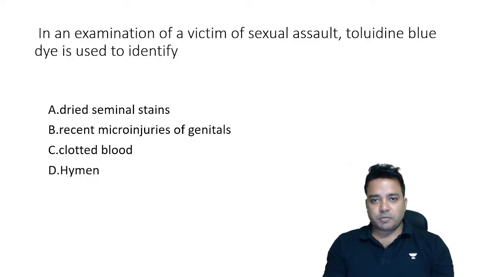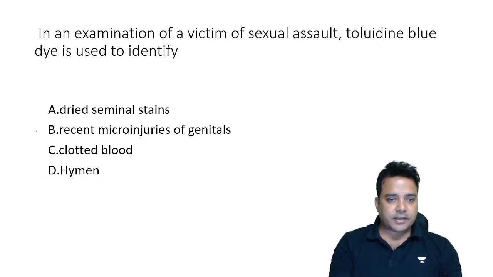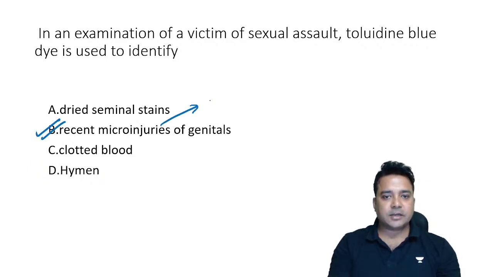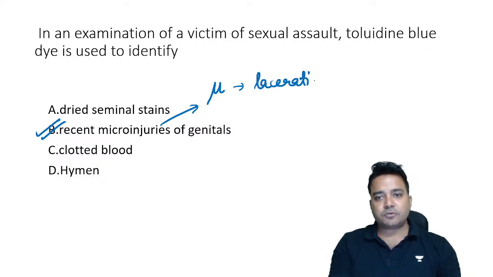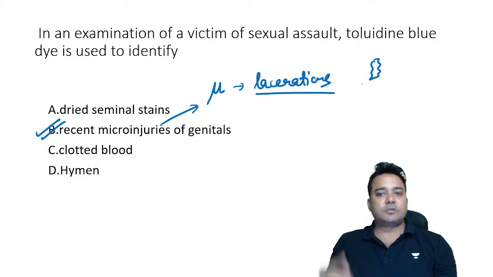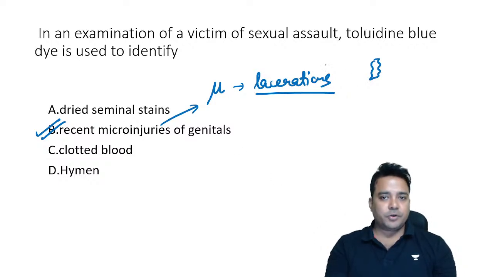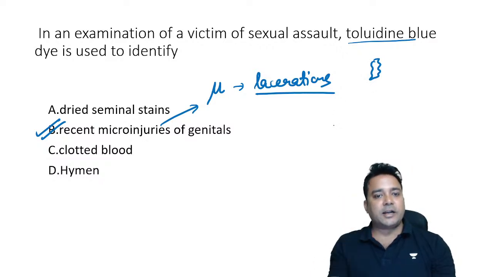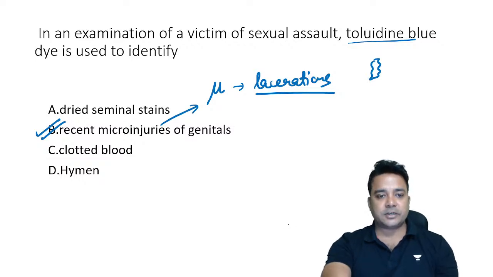In an examination of a victim of sexual assault, toluidine blue dye का क्या use है? Toluidine blue dye is used for... This is used to identify recent micro injuries. Mainly which injuries? Micron size lacerations. Lacerations इतने छोटे हैं कि we are not able to appreciate the margins. Unless we look irregular margins, we cannot say that the injury is a laceration. तो ये toluidine blue dye क्या करता है? It highlights the margins. Micro lacerations के margins पे highlight हो जाते हैं, and with a hand lens we can see the micro injuries. We can appreciate the margin.